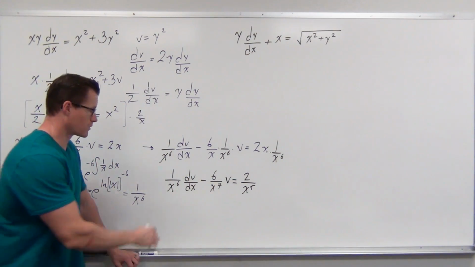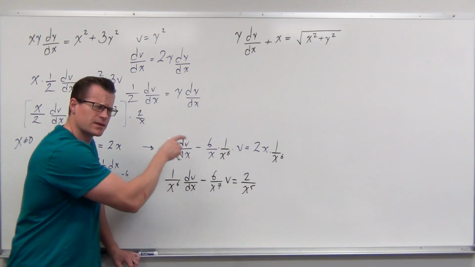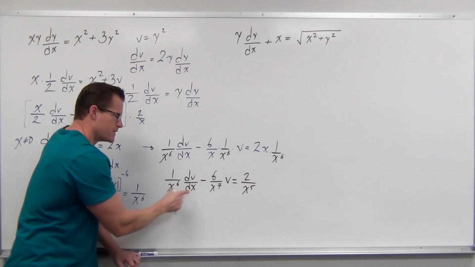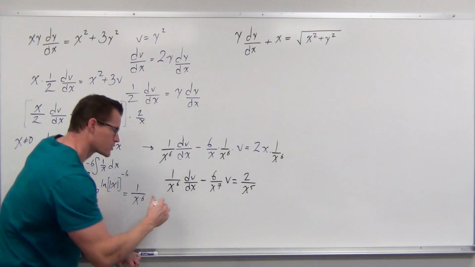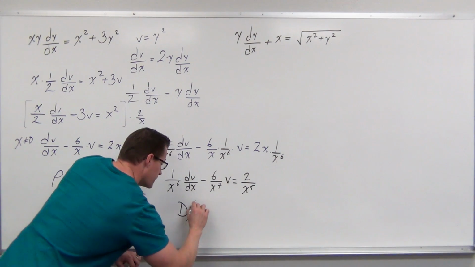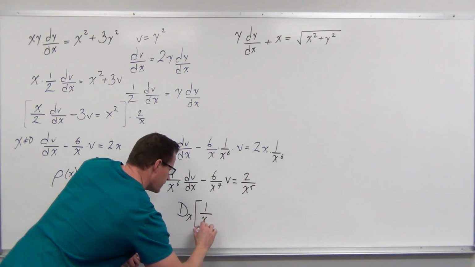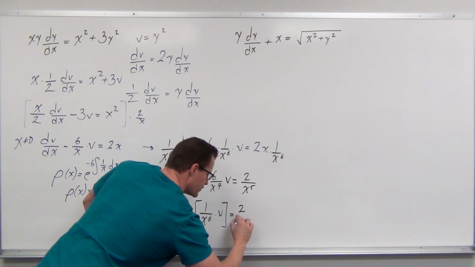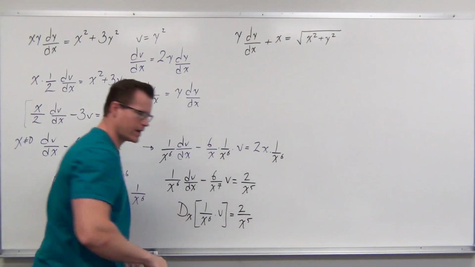And we can double check it really quickly. See, this is x to the negative 6. We bring down the negative 6, subtract 1, negative 7, put it back. That's the derivative of this piece, which means that this is the result of a product rule. Let's just write the product. On the right-hand side, we get 2 over x to the 5th. And we're ready to take an integral.